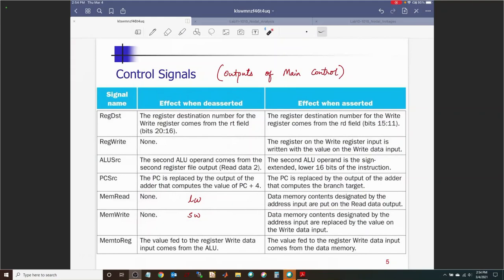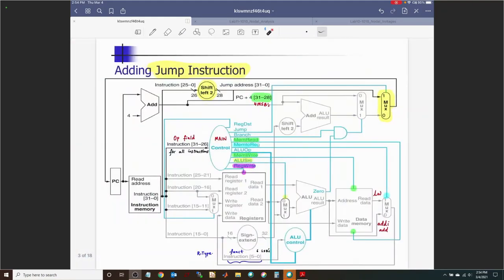And somebody needs to take charge of that, right? Somebody needs to make sure that that never happens. So who do you think will take charge of that? Which component over here will make sure that both are never active at the same time? Main control, yes, absolutely. The main control looks at the op field and it gives out the memory read and memory write signals; both cannot be active at the same time. So the control unit takes care of that.